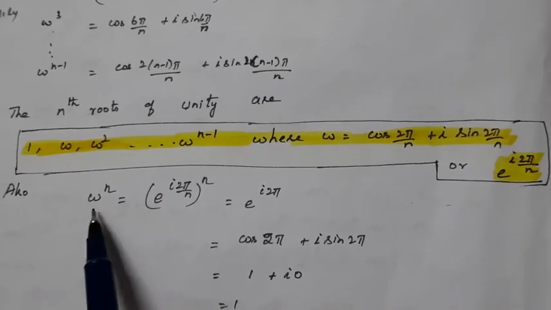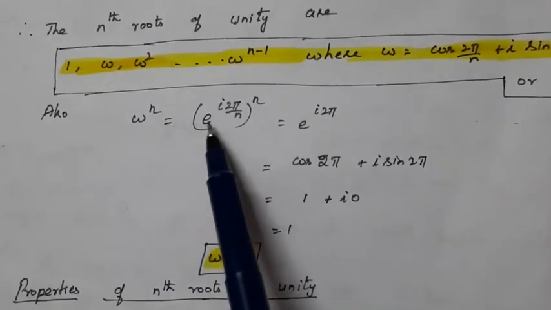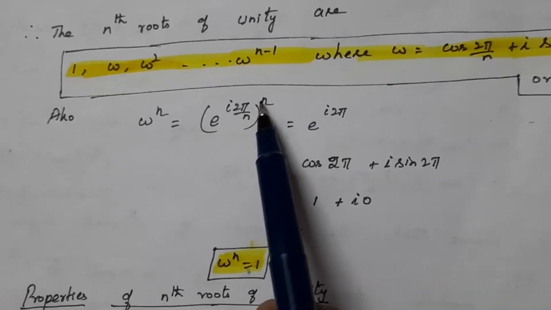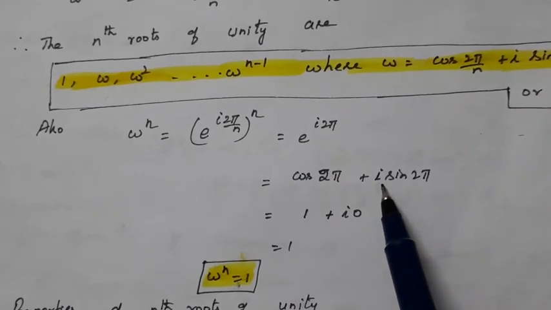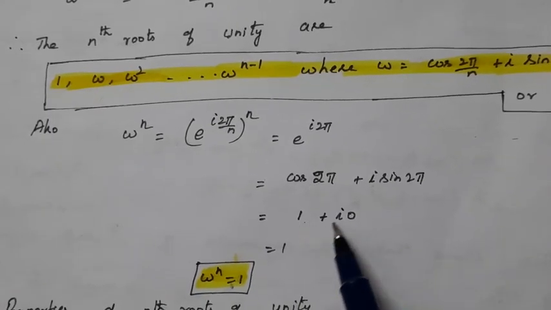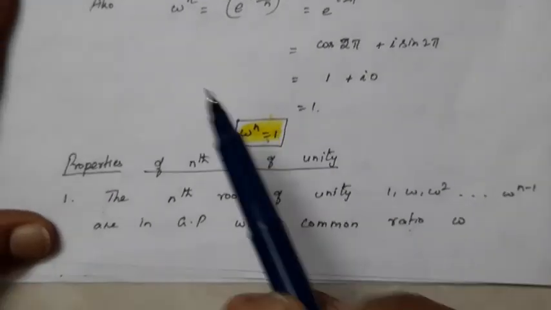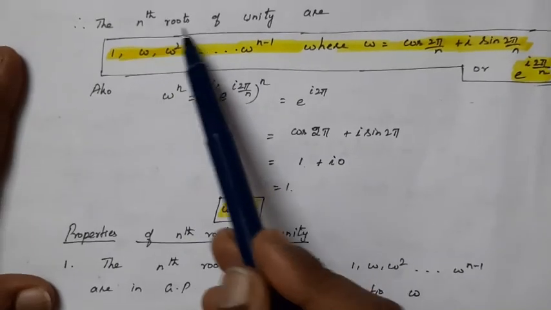Now let us see what happens to omega power n. Omega power n is equal to [e power i into 2 pi by n] the whole power n. Again, n and n will get cancelled on multiplying, giving e power i 2 pi, that is cos 2 pi plus i sin 2 pi. Sin 2 pi is 0 and cos 2 pi is 1. So 1 plus i0, that is equal to 1. So omega power n is equal to 1, because omega represents one of the nth roots of unity.